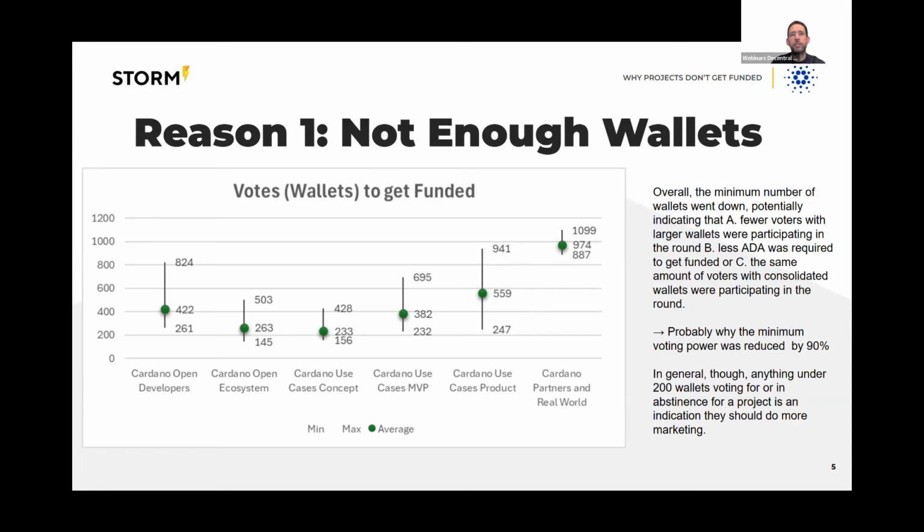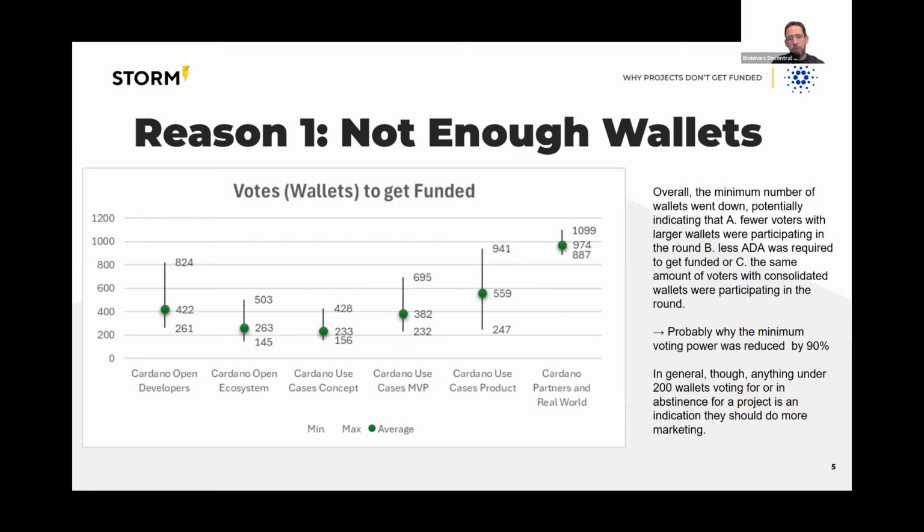Or C, we could say that the same amount of voters with consolidated wallets were participating in the round. So what does that mean? In Fund 11, a certain number of voters used multiple wallets to vote, versus Fund 12, those same people used fewer wallets to vote. And how would we know that? I guess the main way would be to see if we got a decrease in the amount of wallets, we would expect to get a decrease in the amount of voting power in each category. Unless it was the same voters with the same voting power and fewer wallets, then we would get a steady state in the number of wallets.